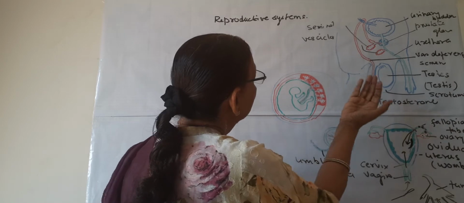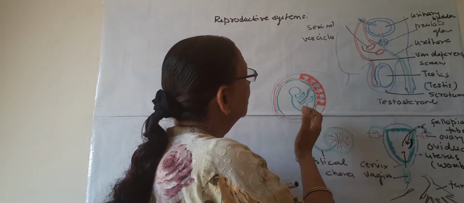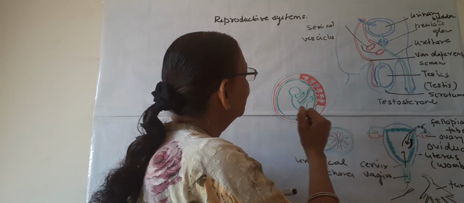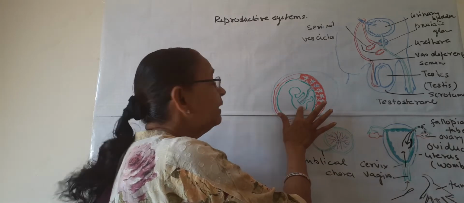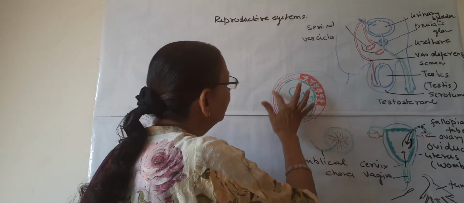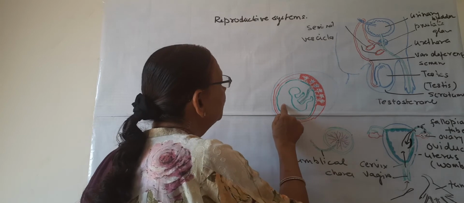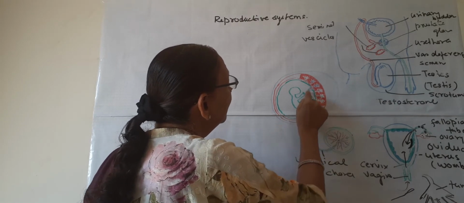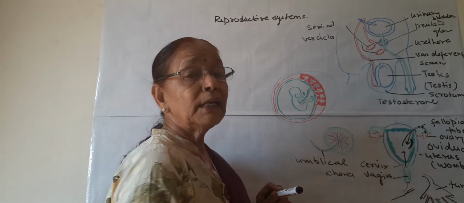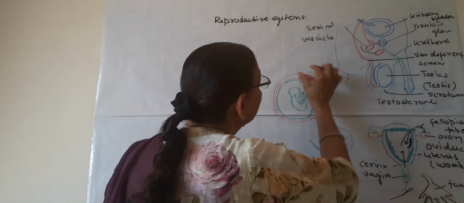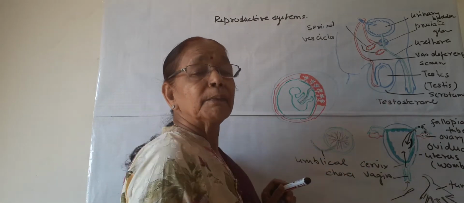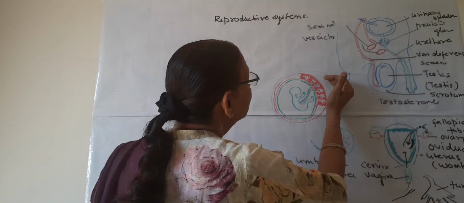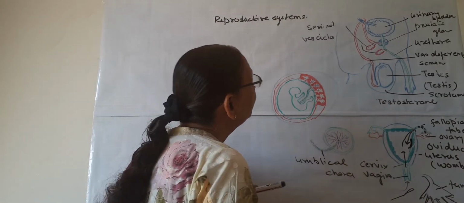And this is a section, to know what the placenta is. This is the fetus developing inside the uterus. This is the uterus or womb, this is the fetus, and this green duct is the umbilical cord. This red structure is the placenta. This is the mother side and this is the fetus side.